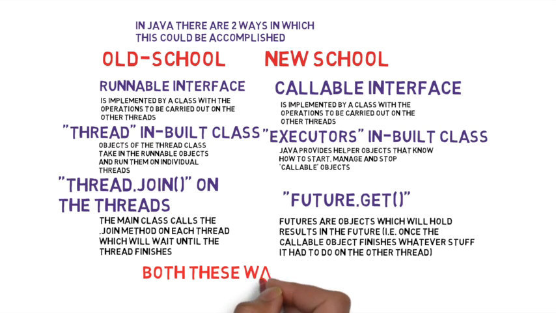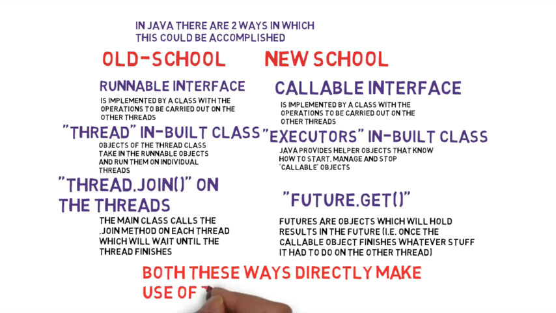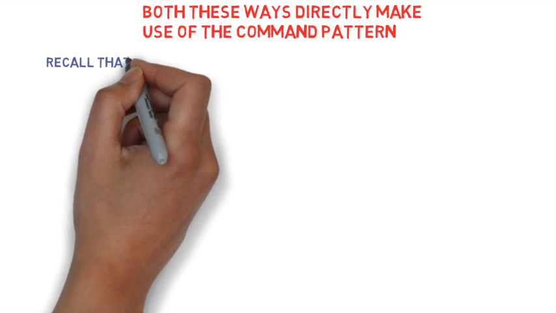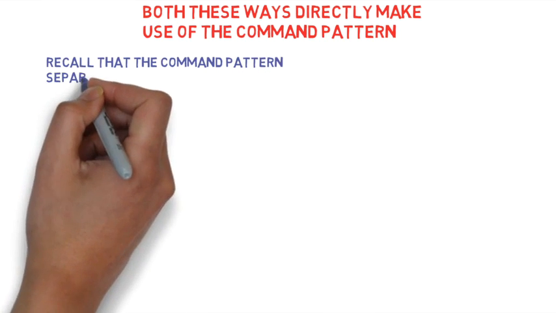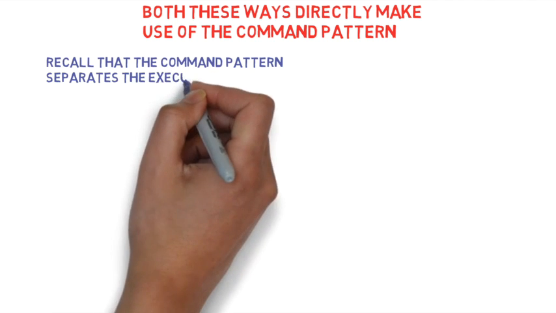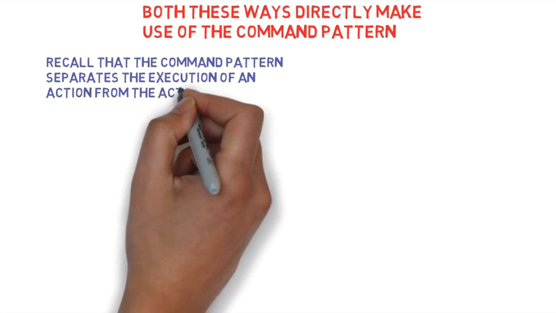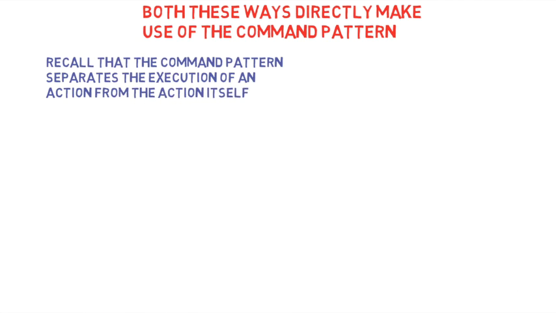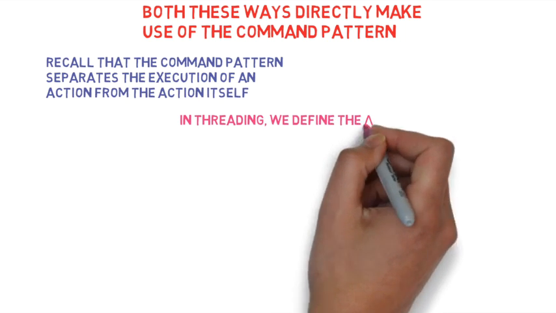Both the old threading style and the new threading style in Java directly make use of the command pattern. The runnable and the callable are what wrap a command object. They form the command object. Let's see how. If you remember, the command pattern separates the execution of an action from the action itself. It basically says this is the unit which defines the action that you have to perform with all the information needed for that action. When it's executed, I don't care about. So anyone can call execute on it at any point in time.